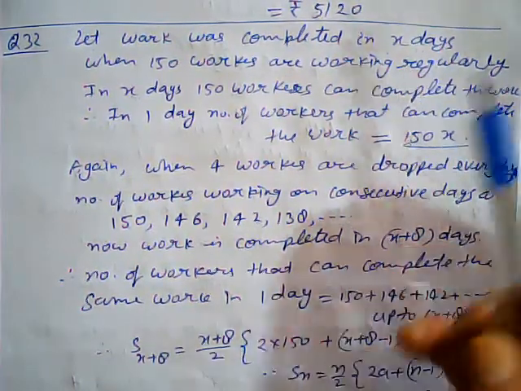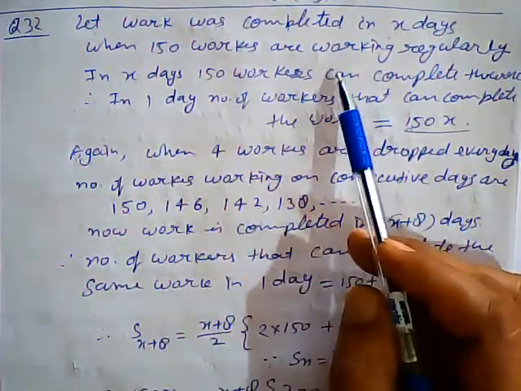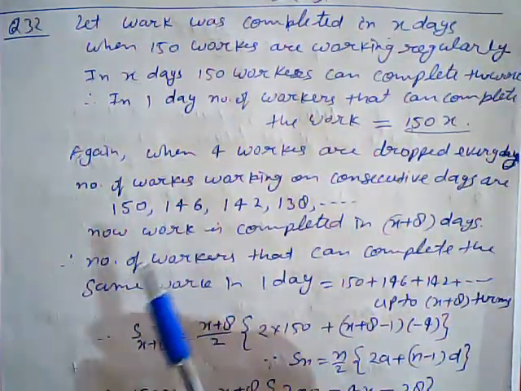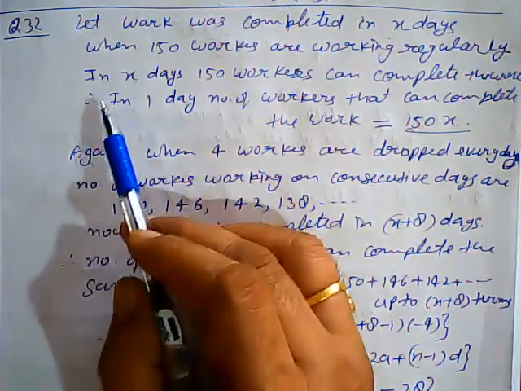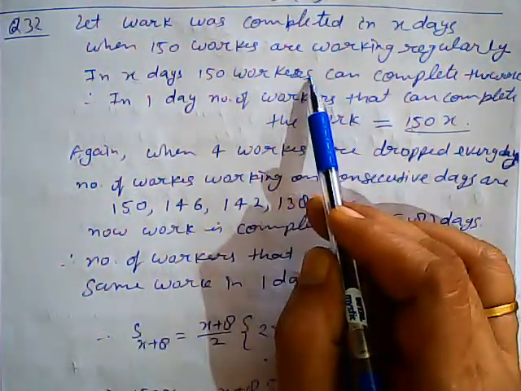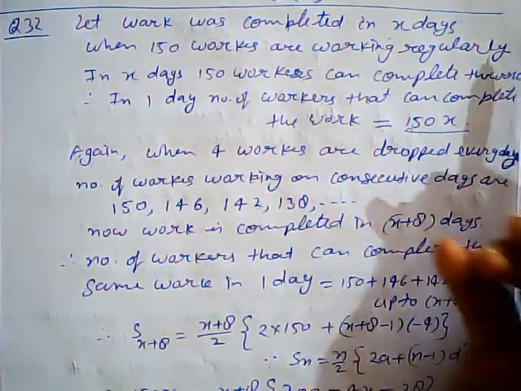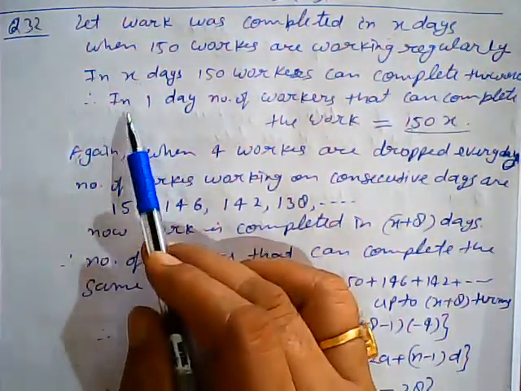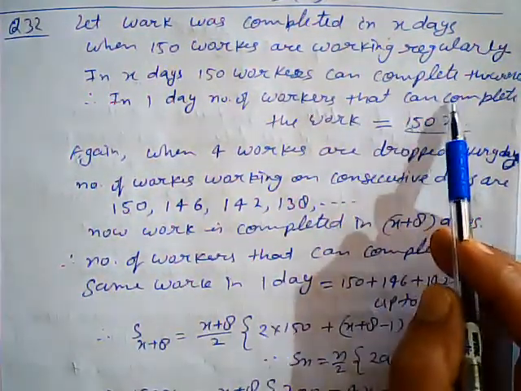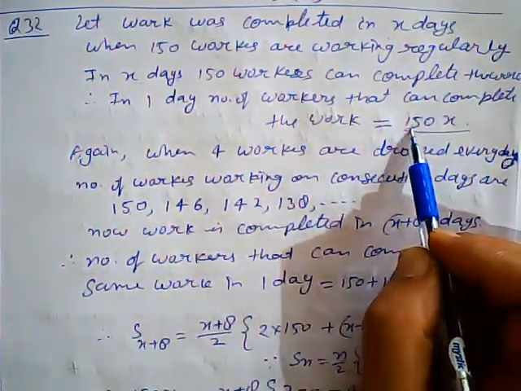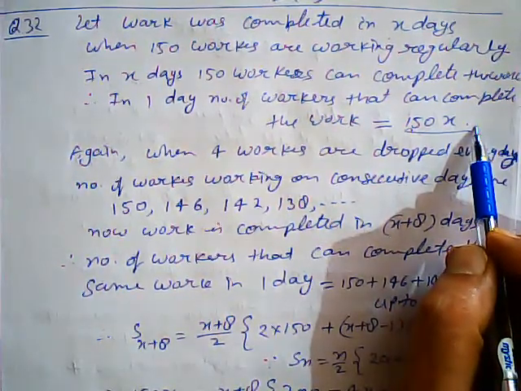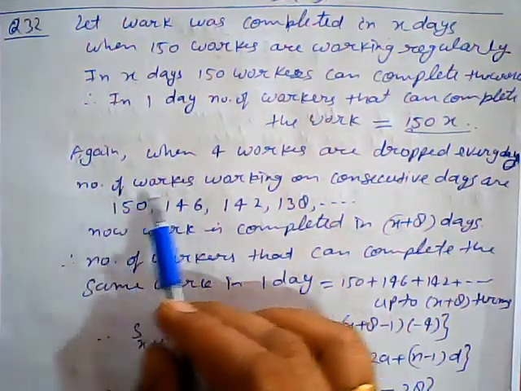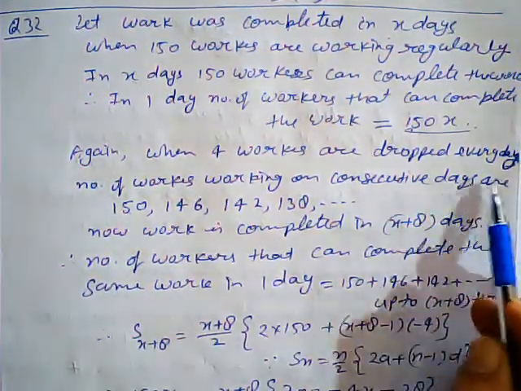The work was completed in x days, in which situation? When 150 workers are working regularly every day. So in x days, 150 workers can complete the work. If we want to complete that work in one day, only one day, then the number of workers that can complete the work in one day is equal to 150x.